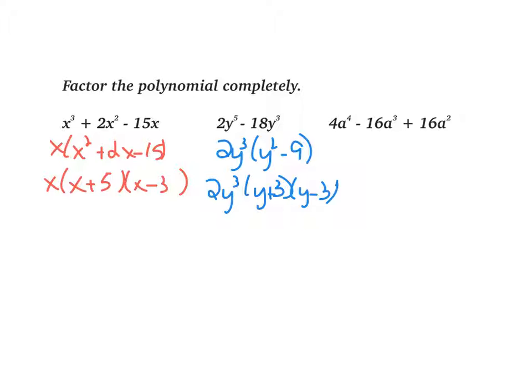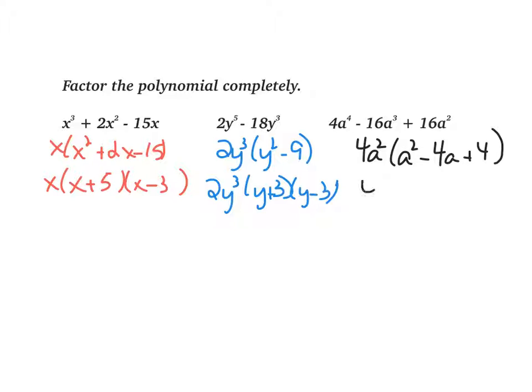All right, again, hopefully you've seen a lot of this before, and it's not a humongous deal. Let's try this last one. Again, GCF, let's take out a 4a squared. That's what they all have in common. If I take out a 4a squared, in the first term it leaves an a squared, in the second term it leaves a 4a, and in the third term it leaves a 4.